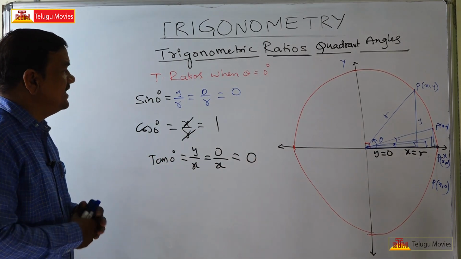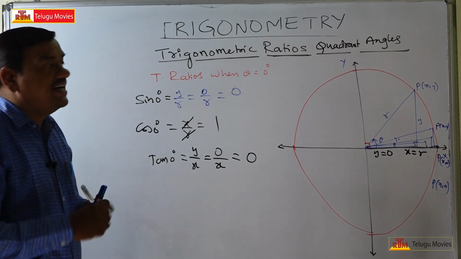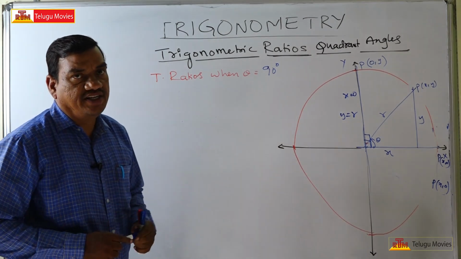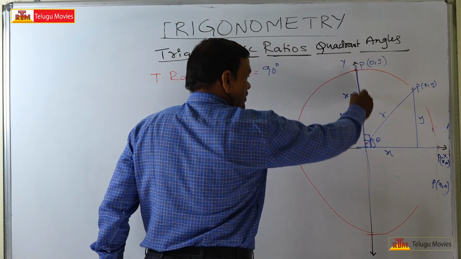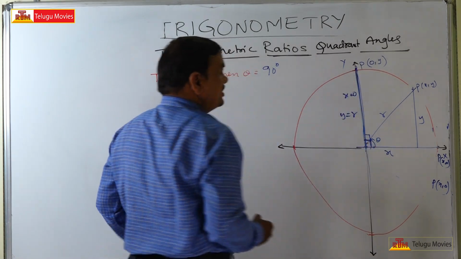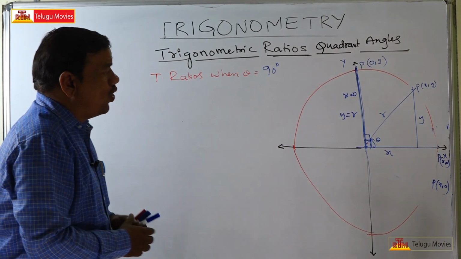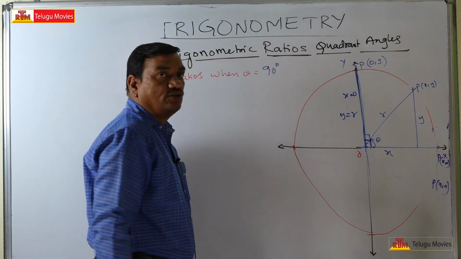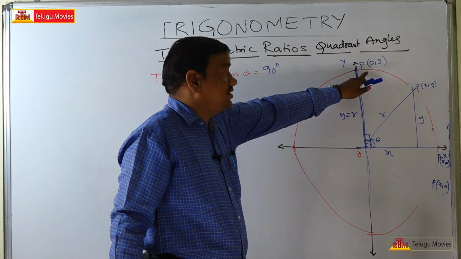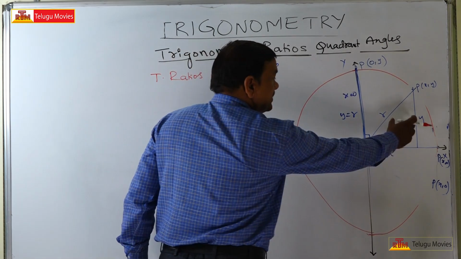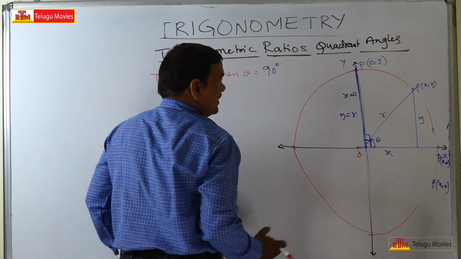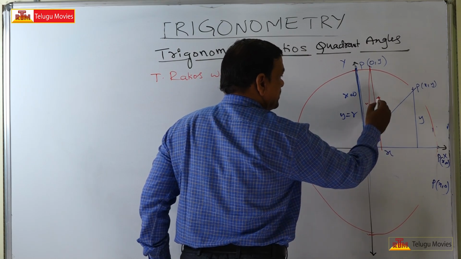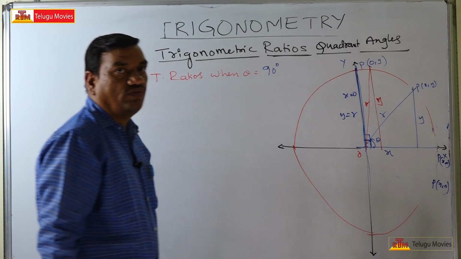Okay? So, let us see the trigonometric ratios of 90 degrees. Dear students, let us see the trigonometric ratios when theta is equal to 90 degrees. Theta is equal to 90 degrees means what? This is your terminal side OP. OP is perpendicular to the x-axis. If OP is perpendicular, then what happens? Here the x coordinate is 0, and the r value and y value will coincide. Both will become equal.